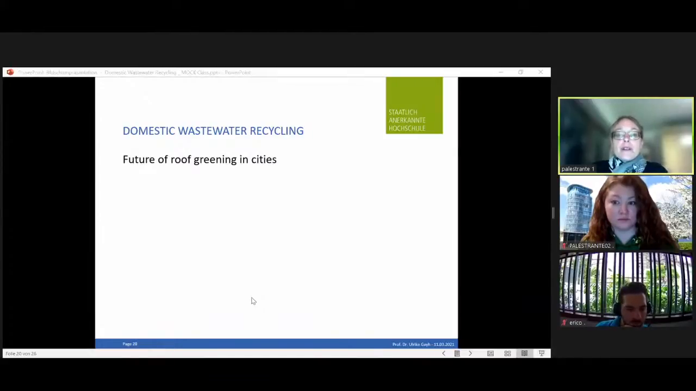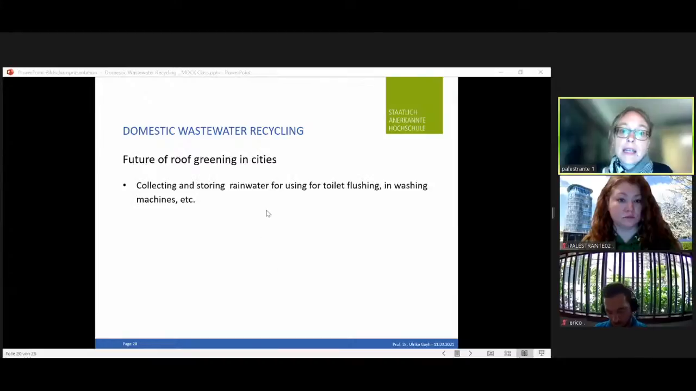When we talk about domestic wastewater recycling, I also want to go shortly to another topic, which is often combined with this aspect now in the research. This is the future of roof greening in cities. You know that climate change has a big impact on cities because they're heating up in the summer. But trees or green are cooling that down due to their evaporation effect.